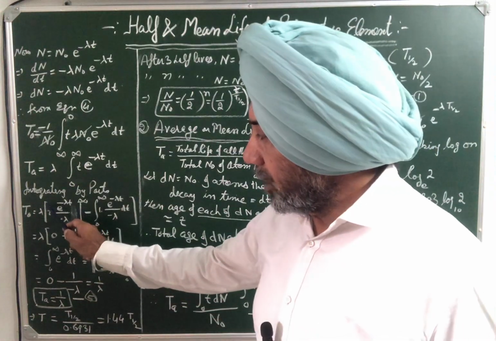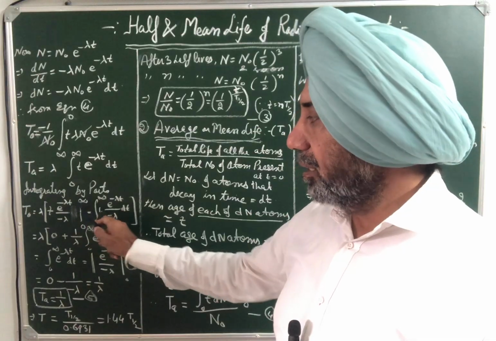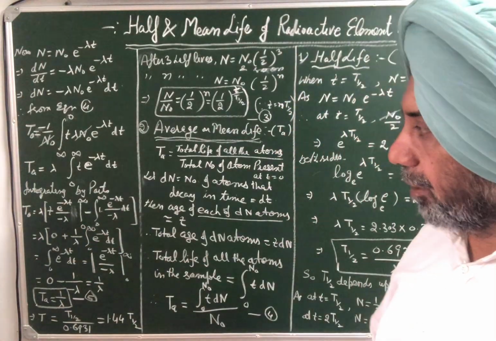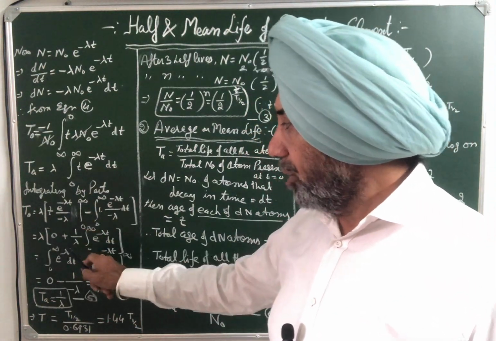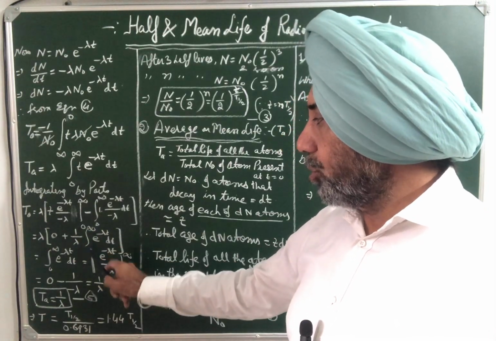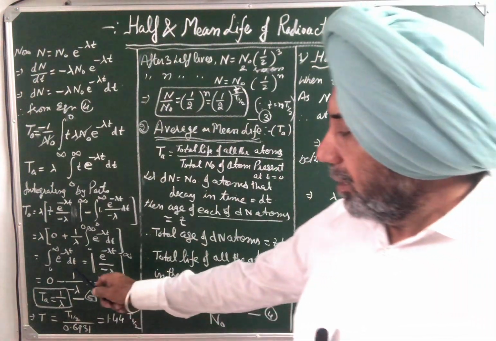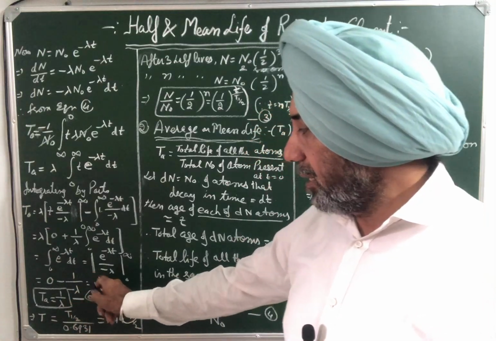Now this factor will be 0, because e raised to minus infinity will be 1 upon e raised to infinity, which is 0. Anything divided by infinity is 0, so it will be 0. This integration comes out to be 0. Minus minus plus, so plus 1 by lambda. So limits will be 0 to infinity e raised to minus lambda t dt. Again, lambda cancels, so we have integral 0 to infinity e raised to minus lambda t dt.